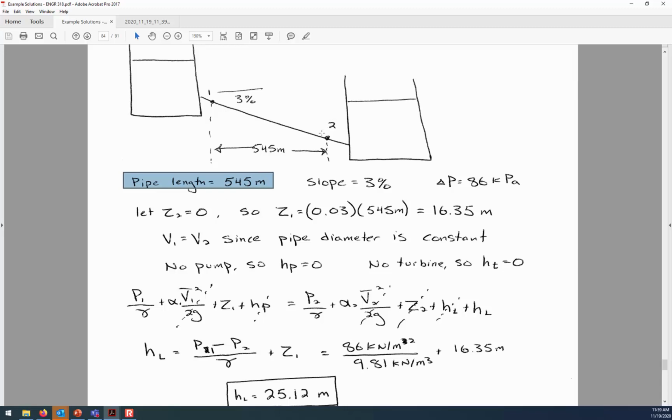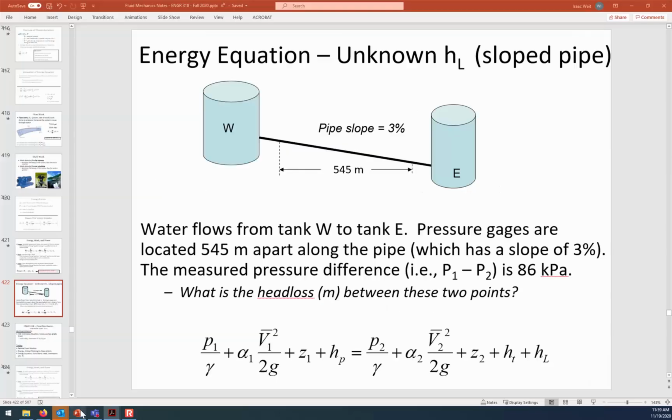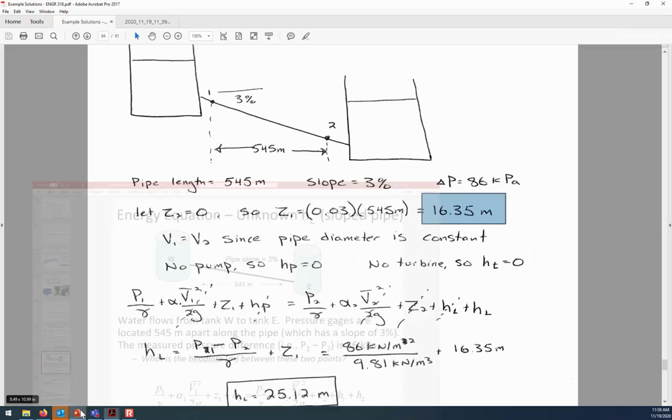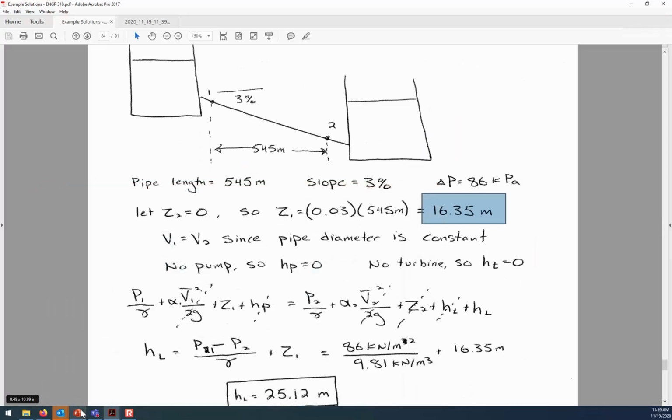So if we just let location 2 be our elevation datum, so that Z2 is 0, then Z1 is going to be higher. So it's at an elevation of 16.35. And the problem statement doesn't say anything about the pipe diameter changing. So V1 and V2 are equal. So V1 equals V2. No pump, no turbine.